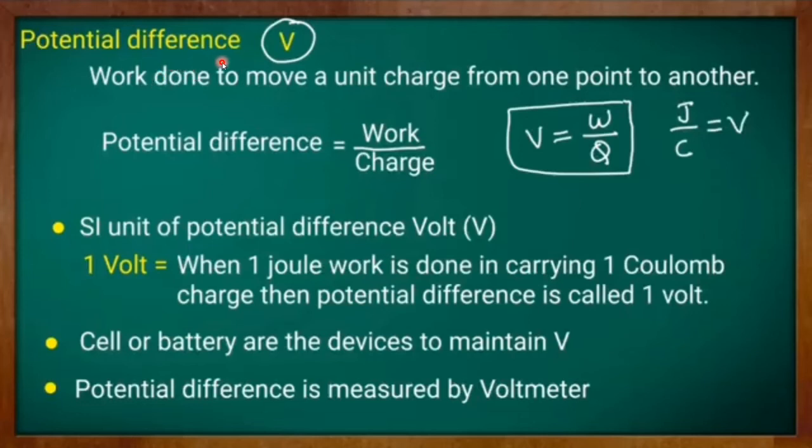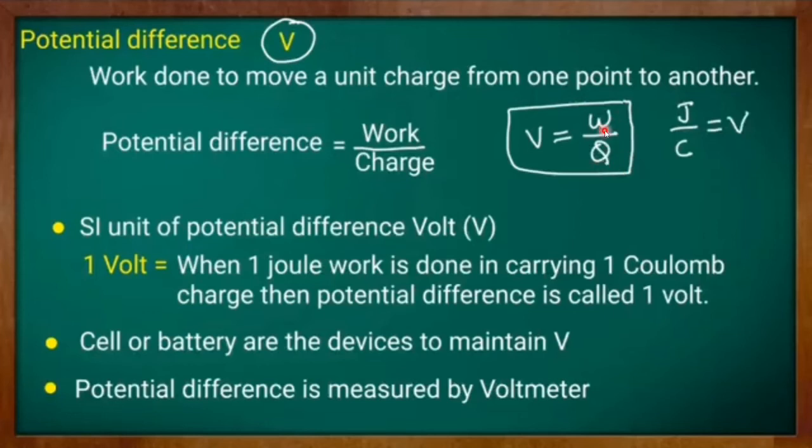What is potential difference, children? Potential difference is nothing but the work done to move a unit charge from one place to another. Potential difference is represented by the capital letter V. How do we calculate the potential difference? Potential difference is equal to work by charge, that is, V is equal to W by Q. W means work, Q means charge.